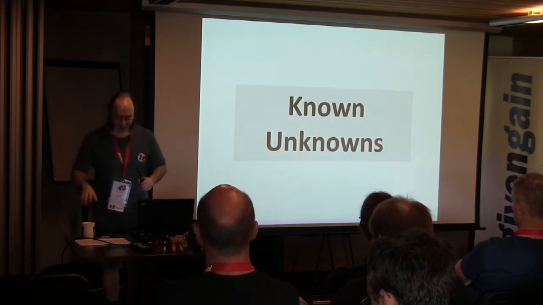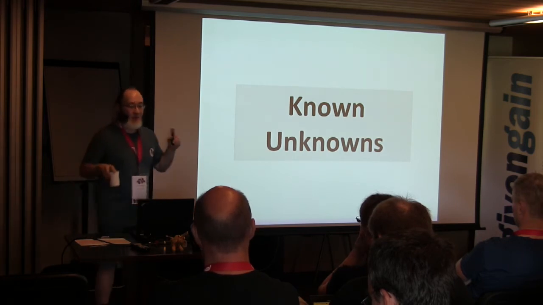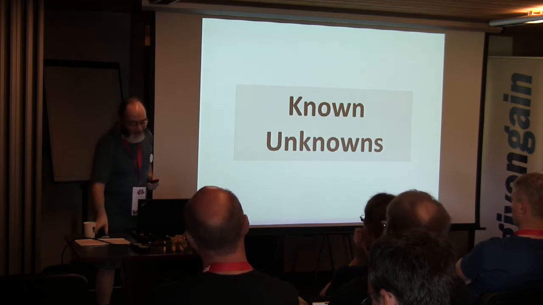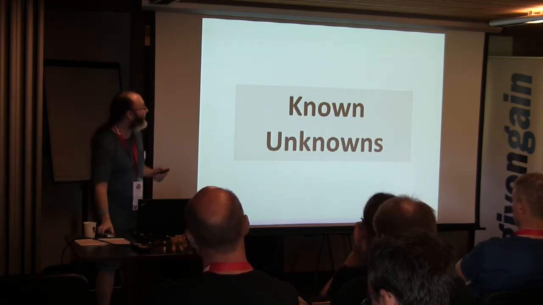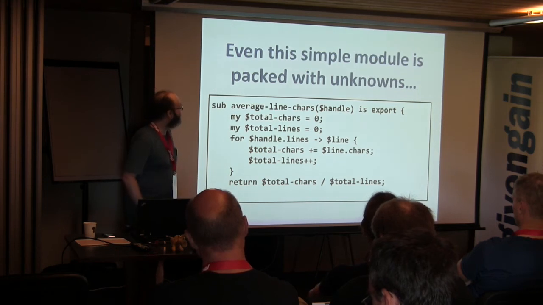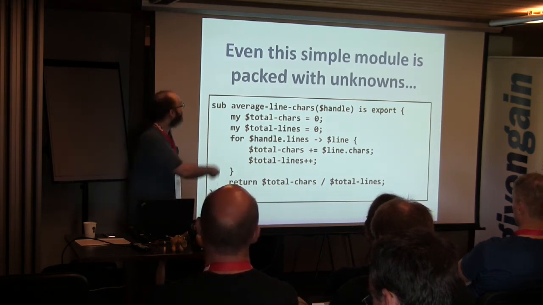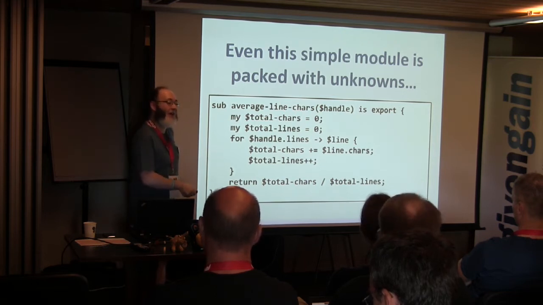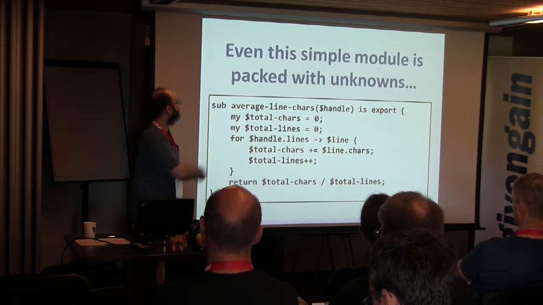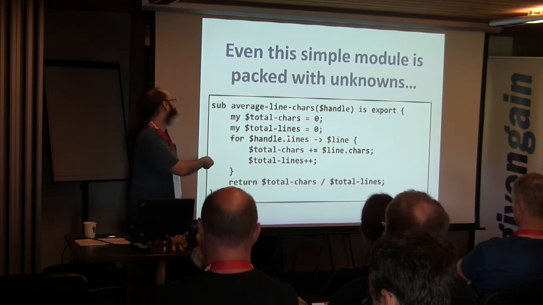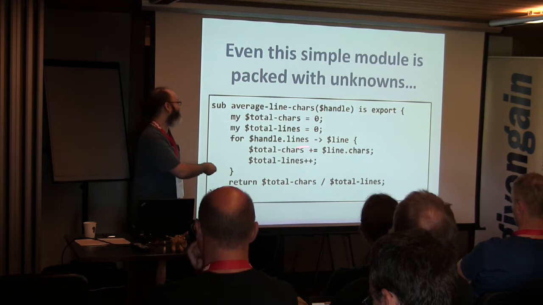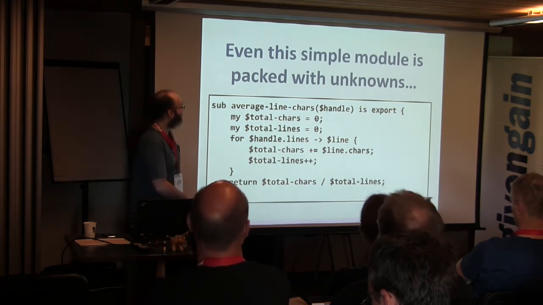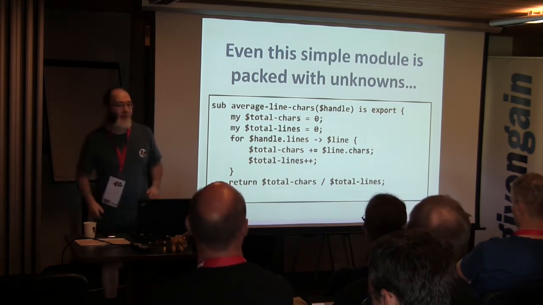So let's talk a bit about some of the problems we face when we want to optimize Perl 6 code. I think that there's a lot of what I call known unknowns. What do I mean by that? Well, let's just take a really simple module. So this is just a subroutine that gets the average number of characters on a line. So a simple problem. We pass it a handle, okay, it loops over the lines, it adds up the number of characters on the line, it adds up the number of lines, it does a division, and we really hope the file wasn't empty or we're in a big bother.